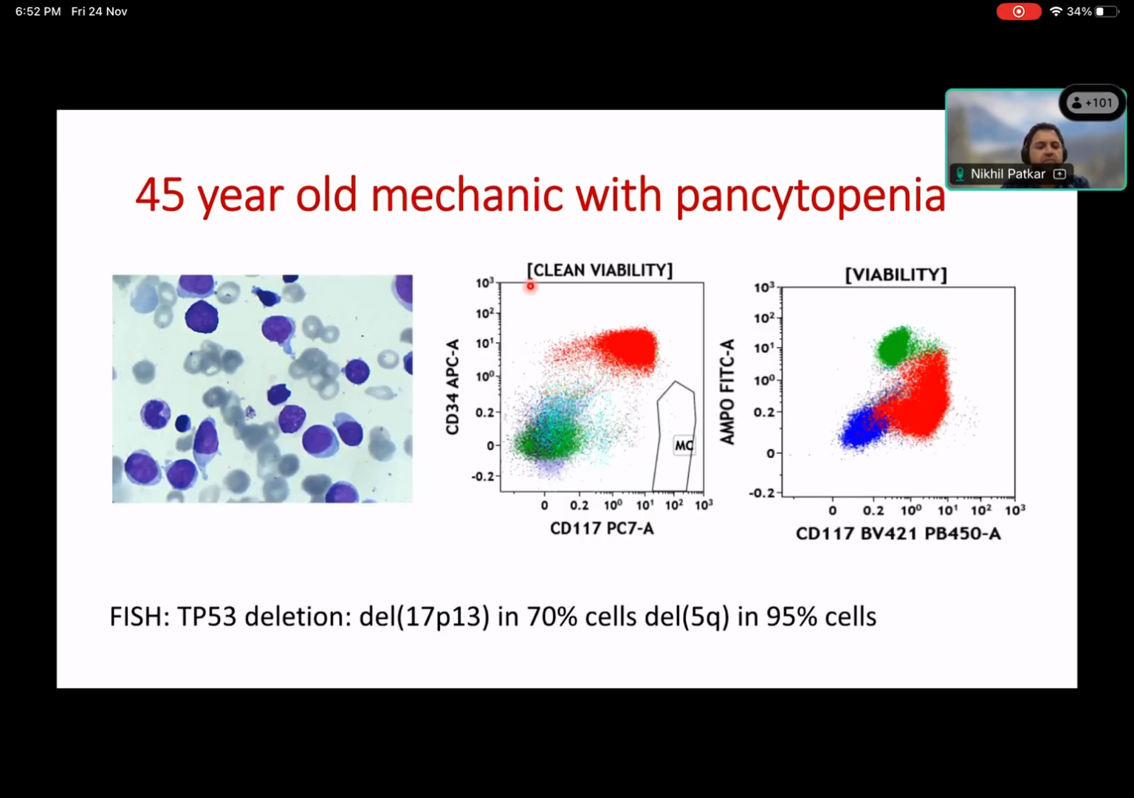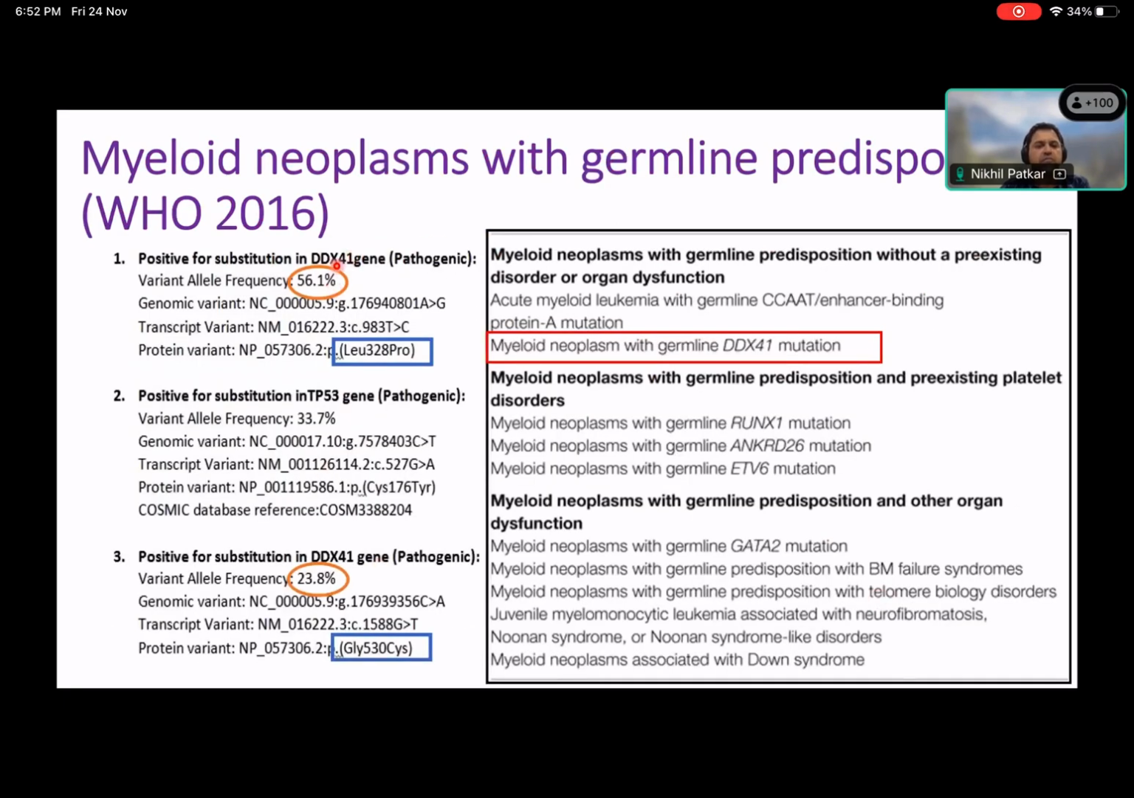So you can see a 45-year-old mechanic with pancytopenia who has AML here, and it shows a deletion 17p in 70% of cells, deletion 5q in 95% of cells. But this patient has multiple DDX41 mutations. One is a DDX41 mutation at high VAF and another mutation at low VAF, as well as a TP53 mutation. So this is now recognized as a new independent WHO entity, which is myeloid neoplasm with germline DDX41 mutations.